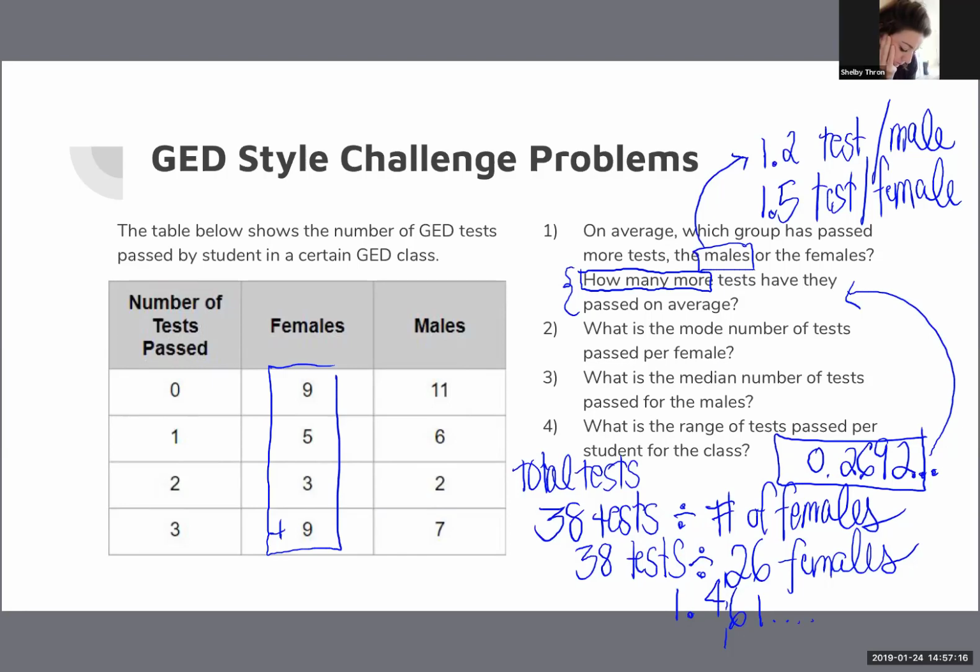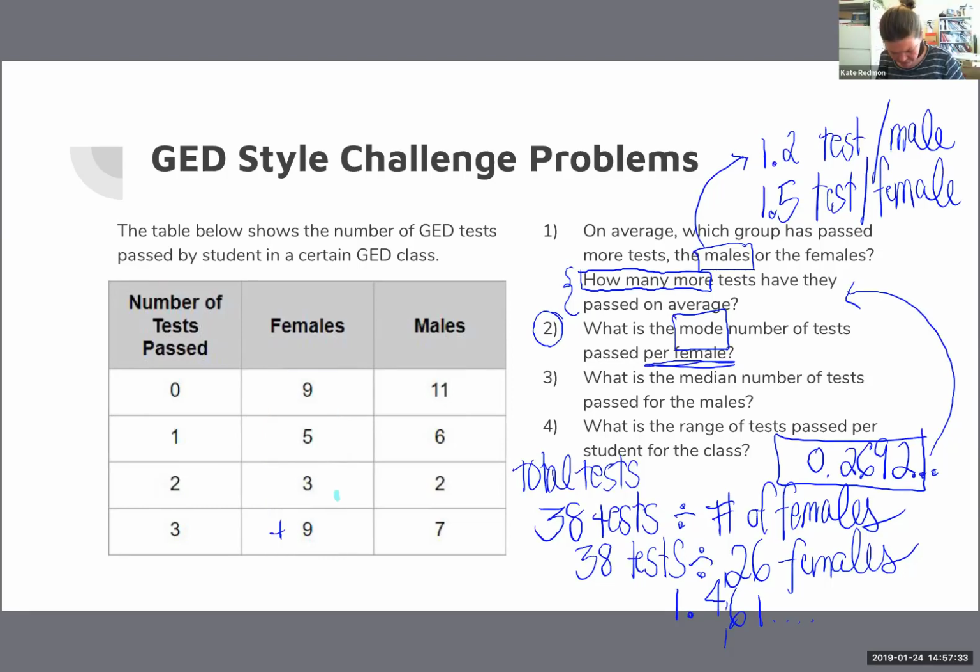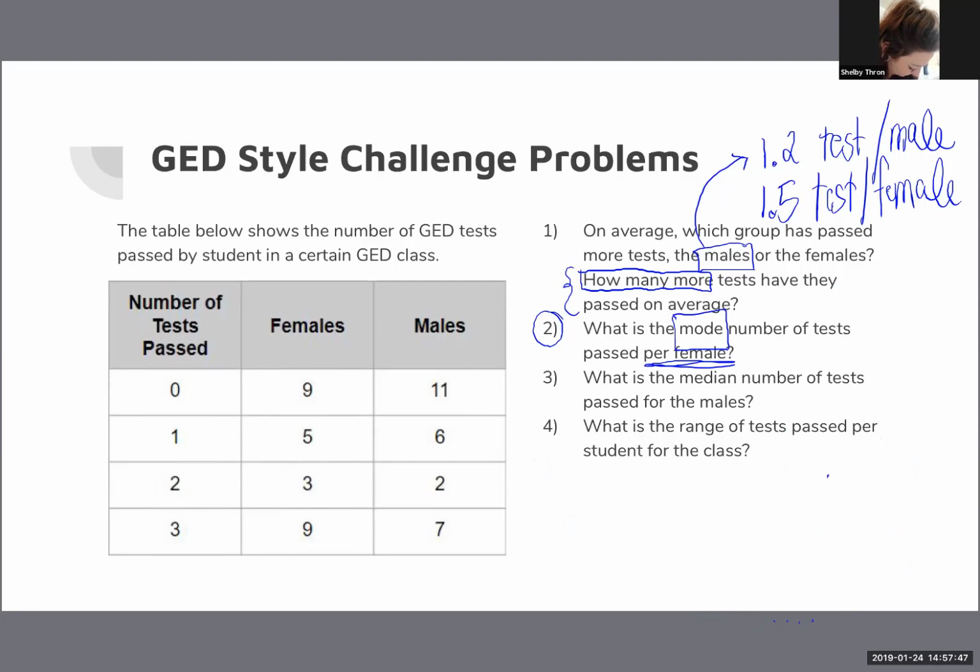So pretty close. Number 2 says, what is the mode number of tests passed per female? The mode number of tests for the females. Okay, so somebody remind me what mode means. Most common. So for the females, what is the most common number of tests passed? 3. I mean 9. You say 3. Maricela, you said 3 because it has a frequency of 9? Yeah. Kind of, but there's another number with a frequency of 9, isn't there? Yeah. What's the other number that has that same frequency? 0. So we have 2 numbers tied for first place.